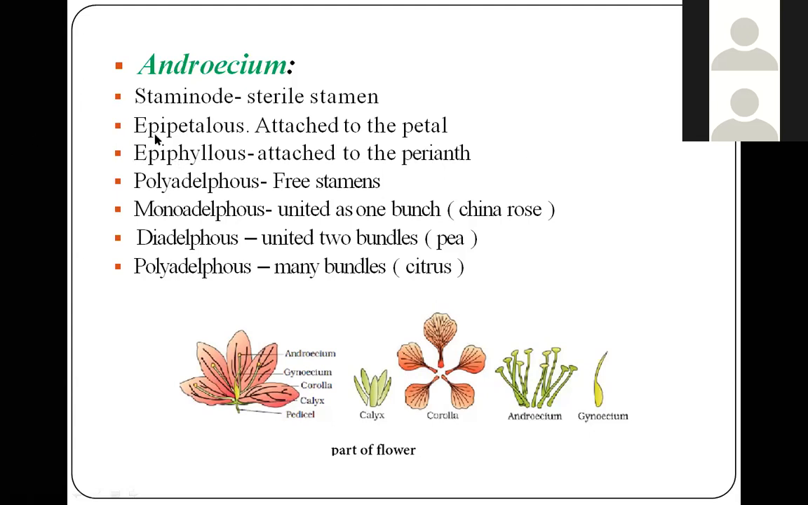Here you can see the difference. I spoke about epipetalous and epiphyllous. Epipetalous is attached to the petal region, and epiphyllous is attached to the perianth region, which means the petals and sepals are not distinct in nature. So don't get confused between epiphyllous, epipetalous and polyadelphous. These are three things which are different in nature. So this is about the androecium.